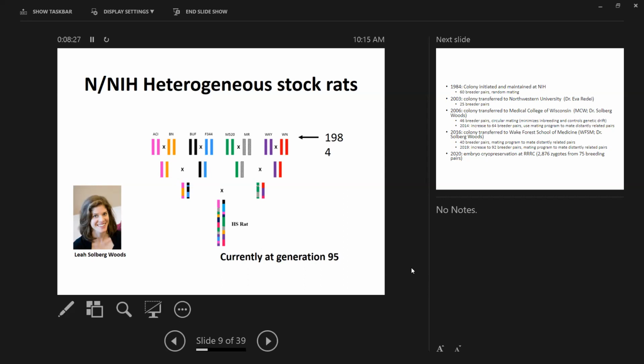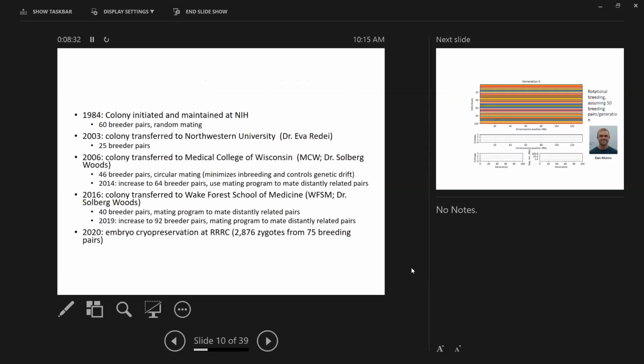So this was done in 1984, and they've been passed around. I think I have a slide for this. They've been passed around a bunch. So in 2003, they were sent to somebody I know named Ava Reedy at Northwestern. And then in 2006, the current collaborator and maintainer of these things, Leah Solberg Woods, got them. And she had them for a while in Milwaukee, and then she moved to someplace in North Carolina, I think.